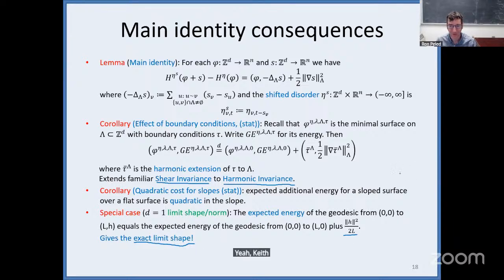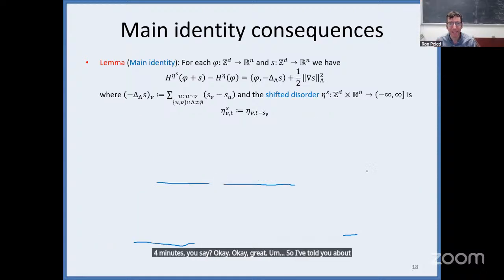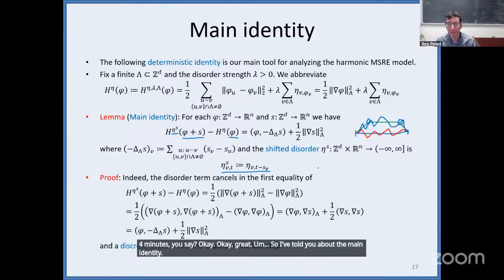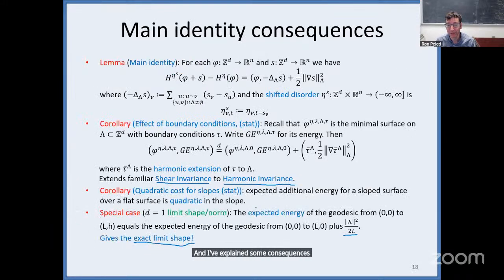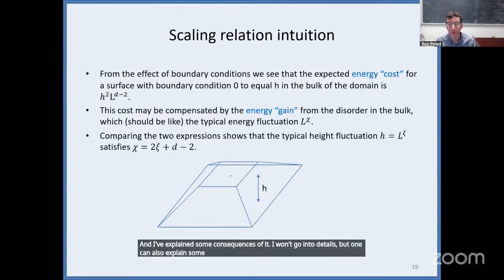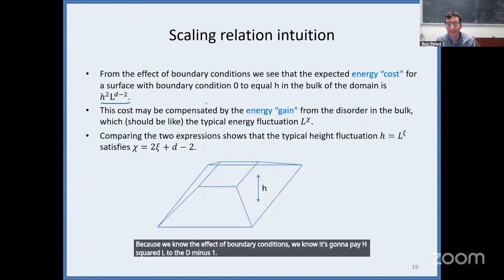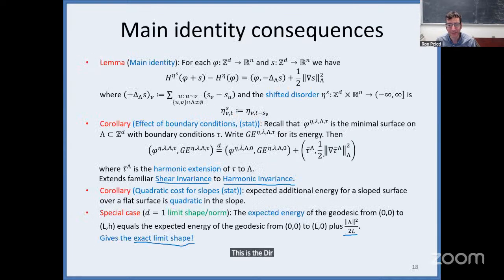Okay, great. So I've told you about the main identity, and I've explained some consequence of it. I won't go into details, but one can also explain some intuition for the scaling relation stemming from the fact that if your surface wants to go to this height, because we know the effect of boundary conditions, it's going to pay h squared L to the d minus 1. This is the Dirichlet energy of the harmonic extension of the boundary conditions.